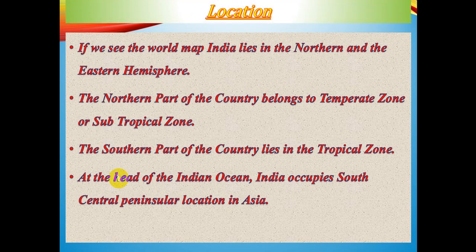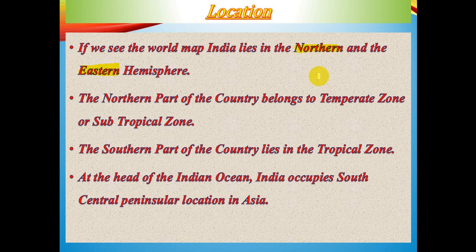Now, we all know that India is located in the northern and the eastern hemisphere. Now, why northern and eastern hemisphere? Because in the previous class we studied that there are four hemispheres: north and south with respect to the equator, east and west with respect to the prime meridian. So India is located in the northeastern hemisphere because India lies above the equator and it lies on the right hand side of the prime meridian. So its location in hemisphere is northeastern.